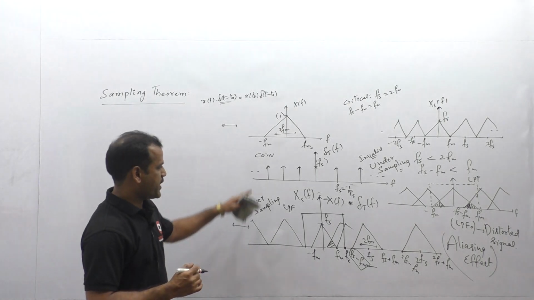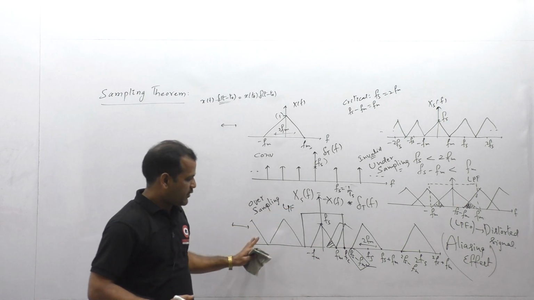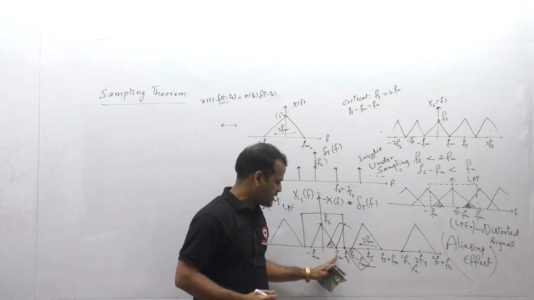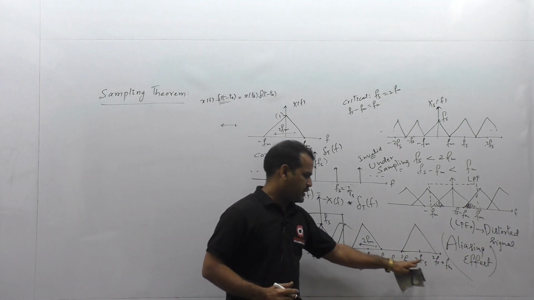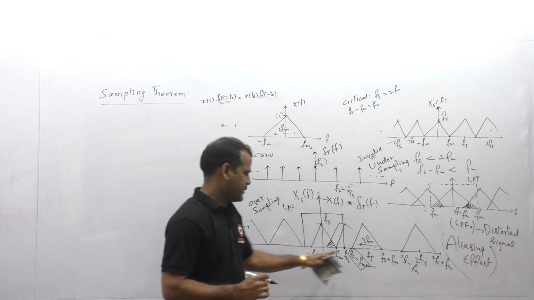We can observe one more point from this spectral analysis. This is the sampled signal. We have different frequency components in the sampled signal. If you observe the frequency components, Fm, Fs plus Fm, Fs minus Fm, and 2Fs minus Fm, 2Fs plus Fm. Like that we are getting different spectral components.